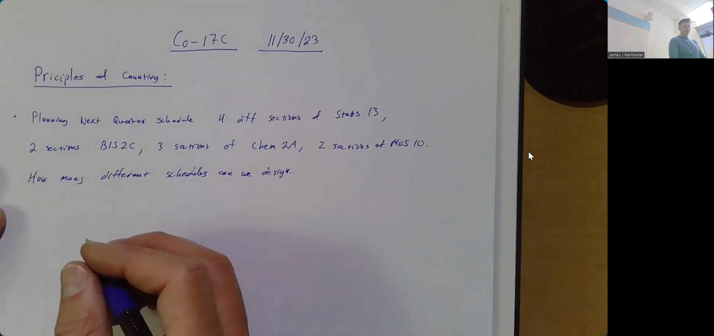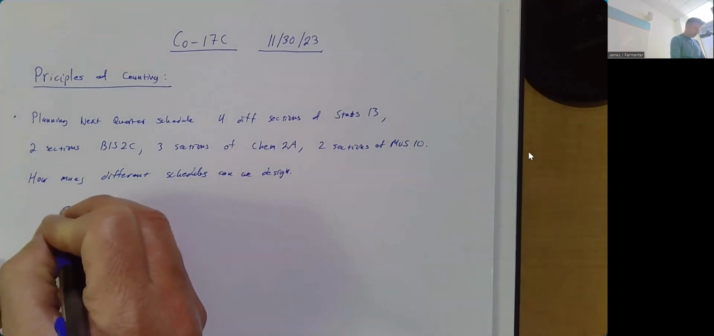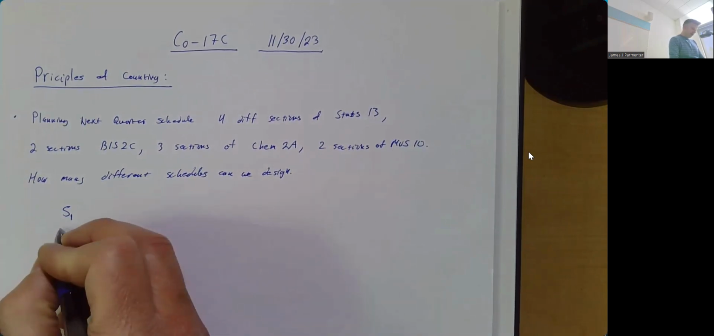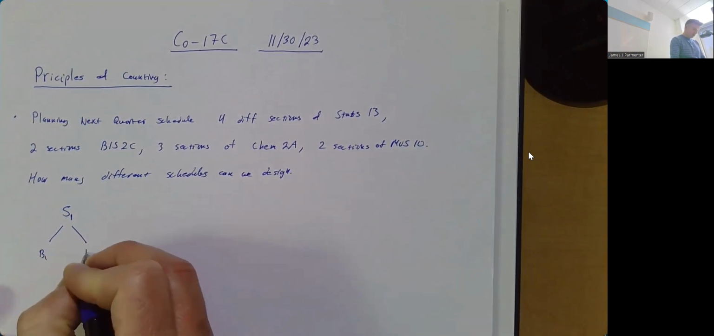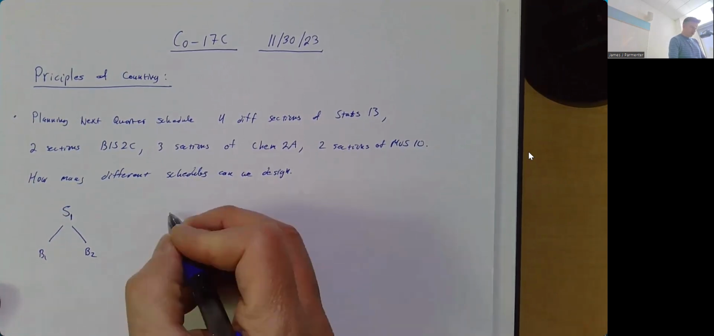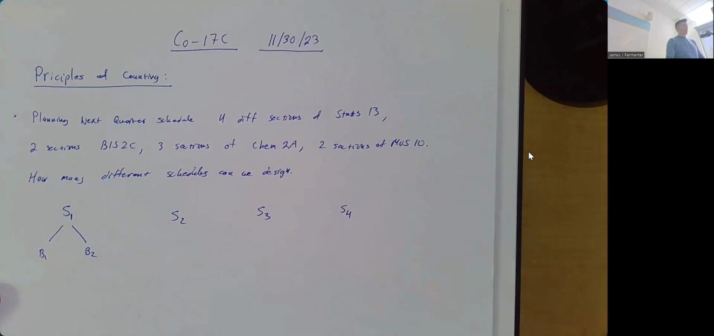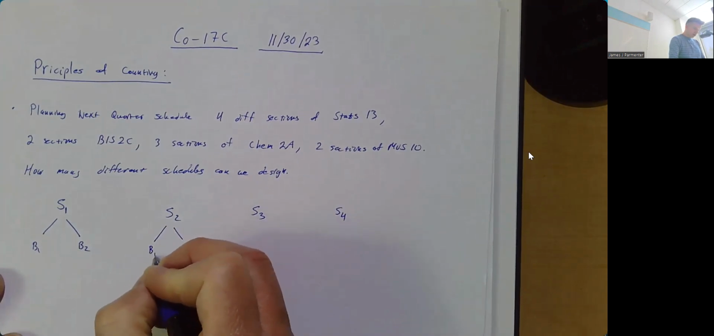So first we're going to choose one of the stats sections to register for. So let's say we pick the first one. Let's call it S1. And then after we make that choice, well, then we have 2 different biosci classes to choose from. Either the first one or the second one. So for each of the 4 different possible stats classes we could choose, there are 2 bio classes we could choose.